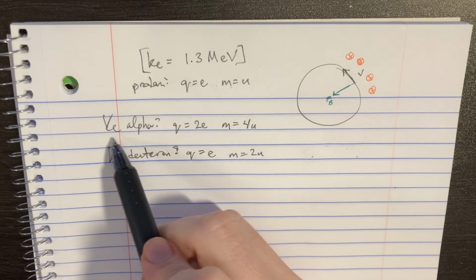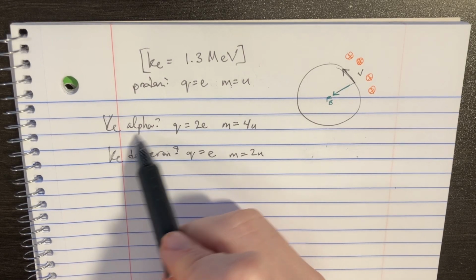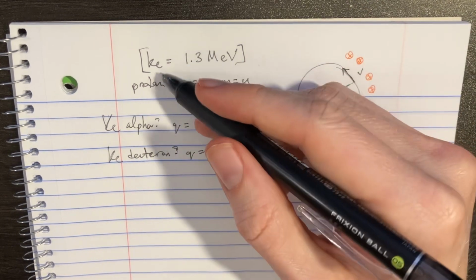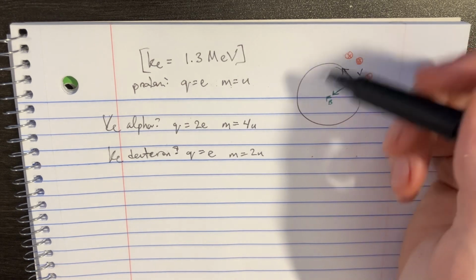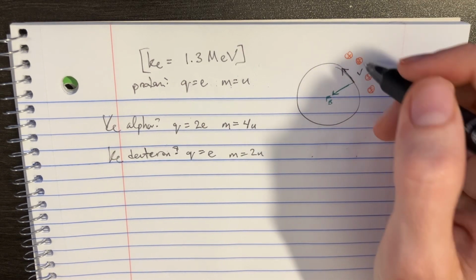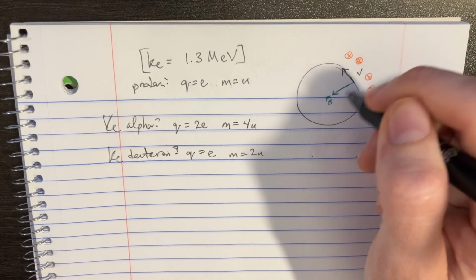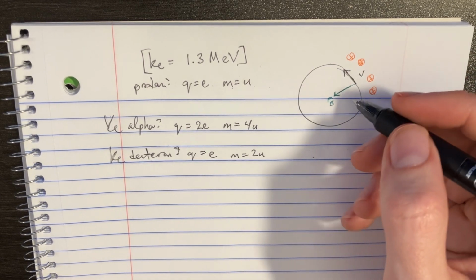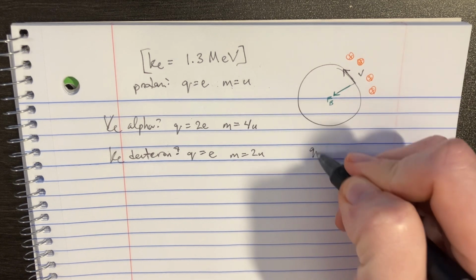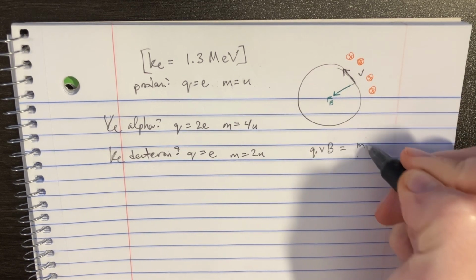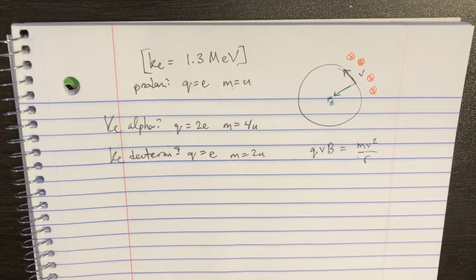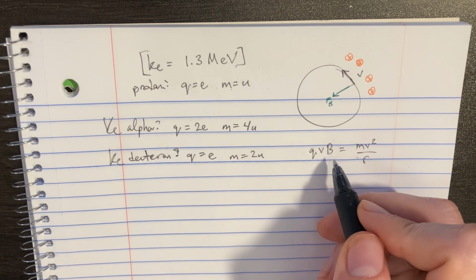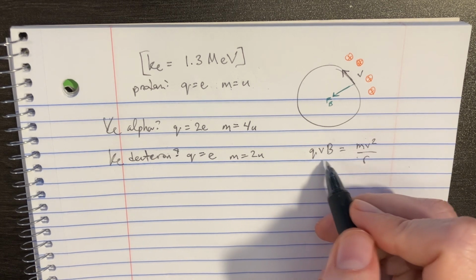In this problem, we're trying to find the kinetic energy of the alpha particle and a deuteron, if we know that a proton has a kinetic energy of 1.3 mega electron volts and it's moving around in a circle. Here's the magnetic field, and here is the centripetal force for that magnetic field. We know that the centripetal force equation would be QvB equals mv squared over r for charged particles, according to the magnetic field cross product.